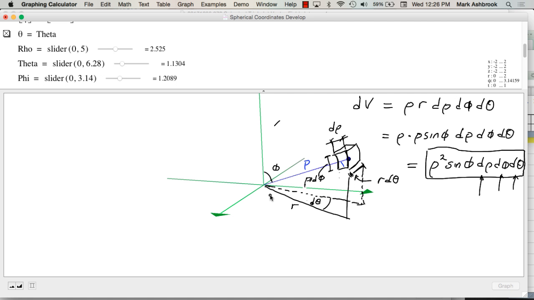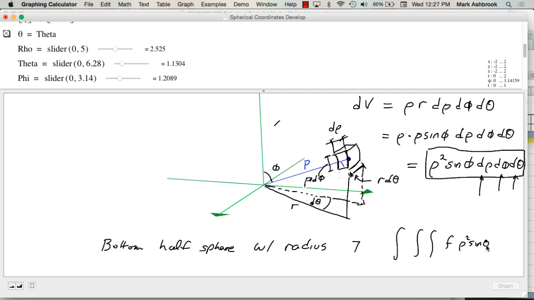Okay, so a real easy example, so how about E for say a bottom half sphere, the bottom half sphere with radius 7. So write the limits of integration. So we'd have this integral, right? Some function, and we have rho squared sine phi d rho d phi d theta. So write the limits of integration that would get the bottom hemisphere that has radius 7.